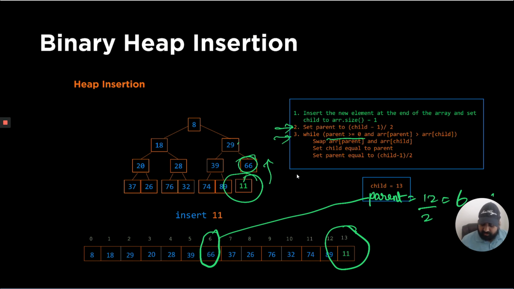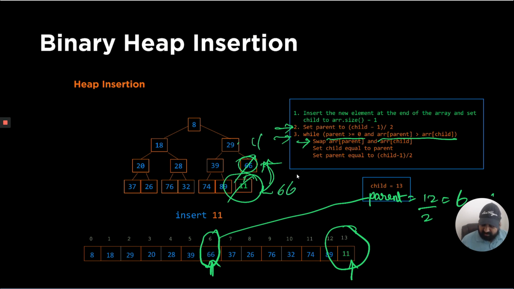Next, we are going to compare the parent's value. Now 66 is greater than child. Like arr of parent is 66, and arr of child is 11. We are going to compare these two elements. Since 66 is greater and this is a min heap, 11 should be on the top. So we are going to swap these two values. 11 will go up and 66 will go down.